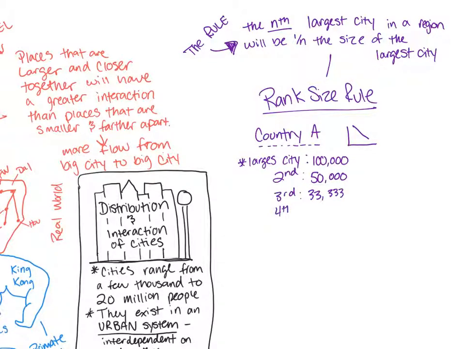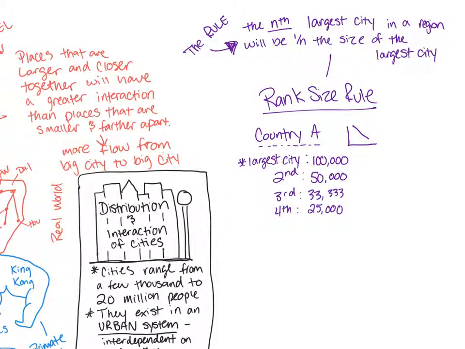So then the fourth largest city would be what? A fourth of the largest city, which is 25,000. And so on and so forth, right? The fifth, if you take a fifth of 100,000, is 20,000. Our fifth largest city would have 20,000 people, and so on all the way down. Our 10th largest city would have 10,000 people in it.